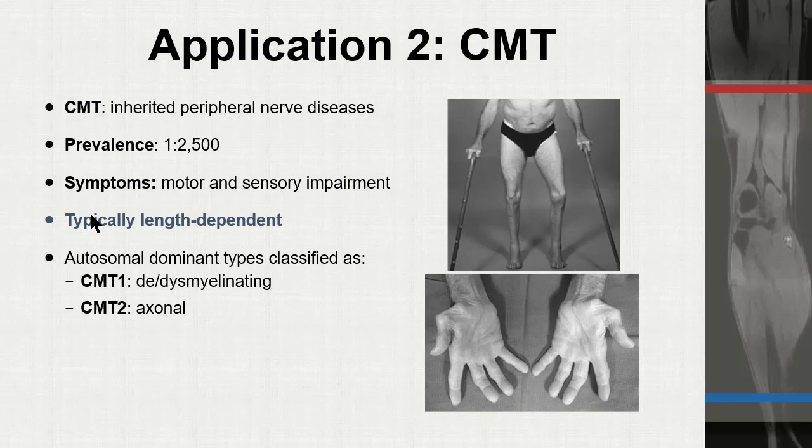Again, we can consider diabetic peripheral neuropathy. We could think about optic neuritis. We could consider many other conditions there.